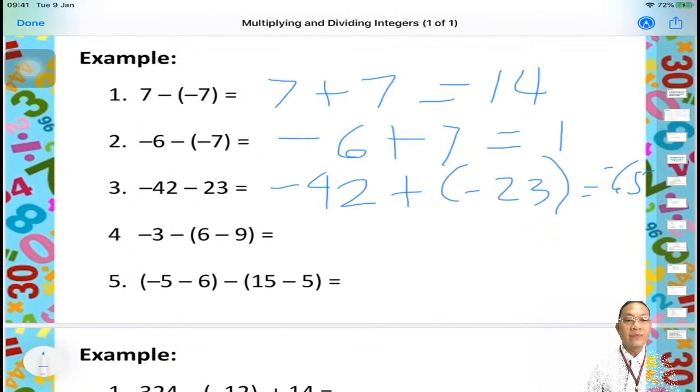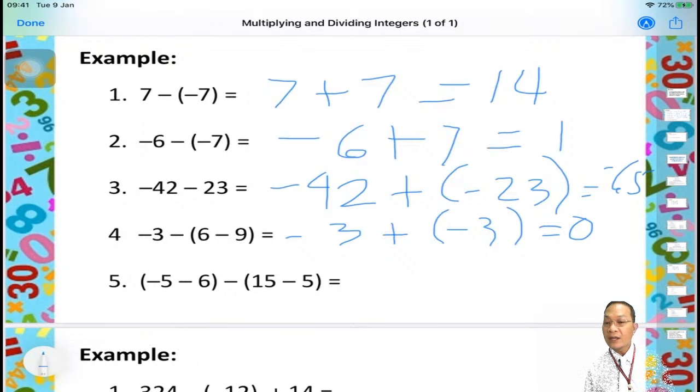Okay, next we have number 4. Number 4 is negative 3 minus the quantity of 6 minus 9, which is negative 3 plus a negative 3, which is equal to 0. And number 5, let us see. Okay, it's negative 65, very good. Number 4, the answer is 0.